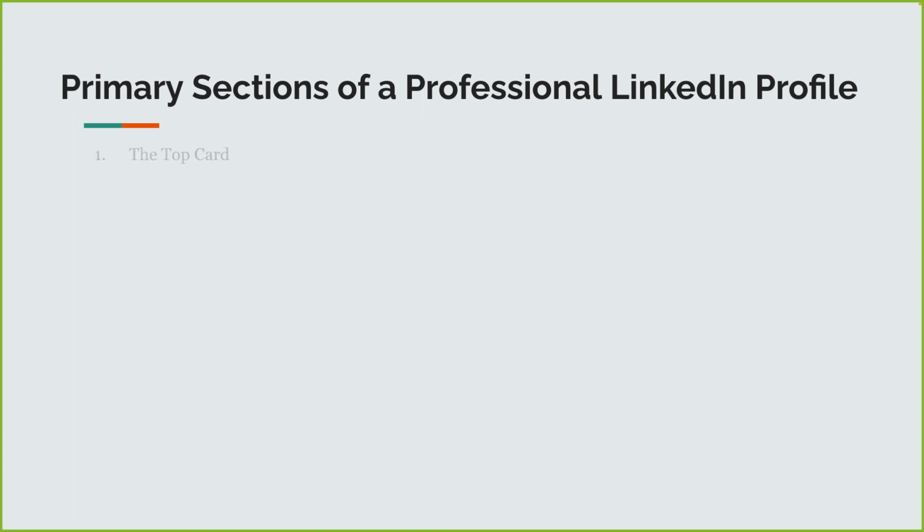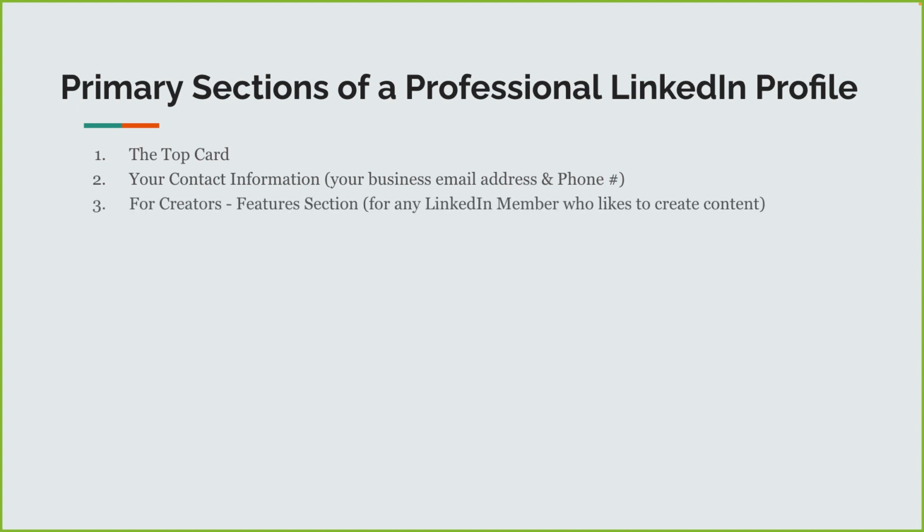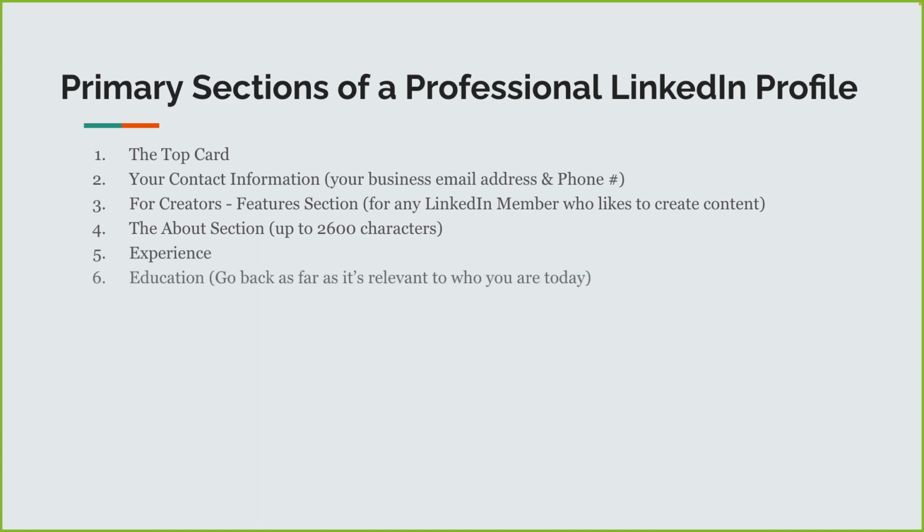Here are the primary sections of a LinkedIn profile. The top card. We'll look at that in a minute. Your contact information. If you are a creator and you like creating content, then your featured section. The about section, which by the way is 2,600 characters. That's dang near a book. Your experience section, your education section. Go back as far as it's relevant in both of those. And by the way, we don't need to see your high school, your elementary school, or your preschool. Higher ed only is all we really need to see for most people.